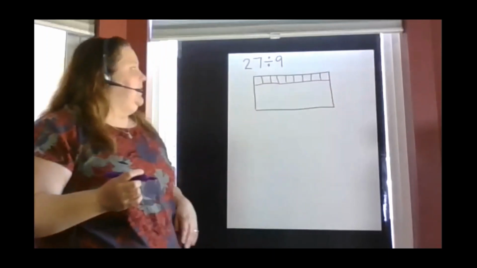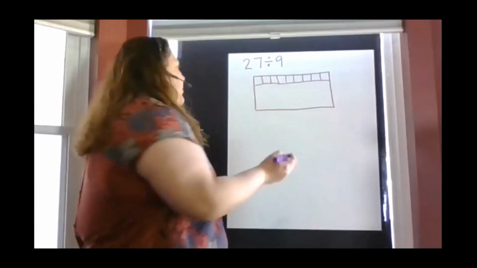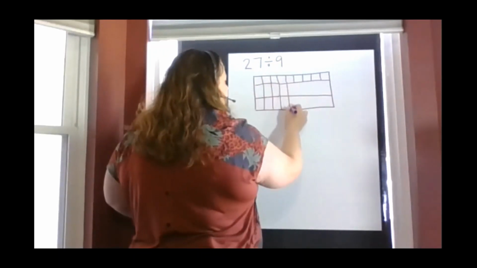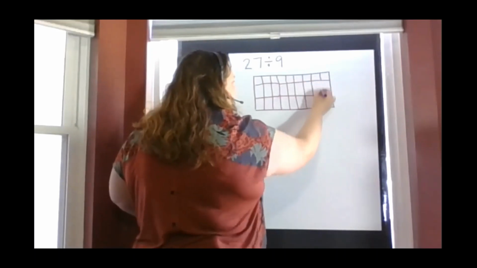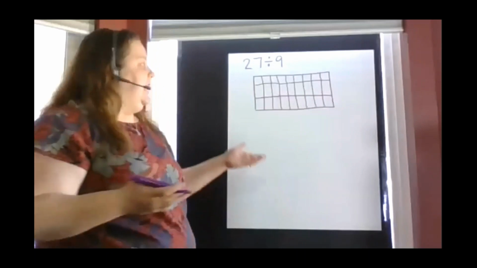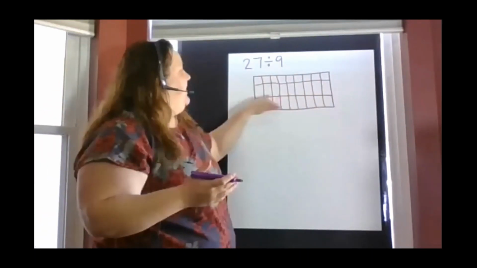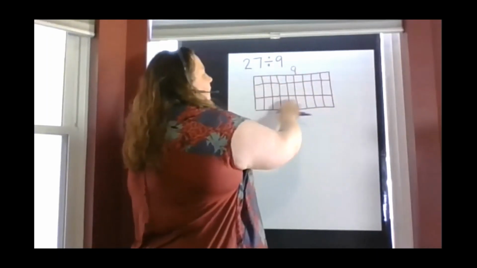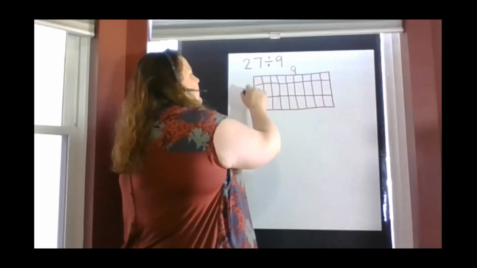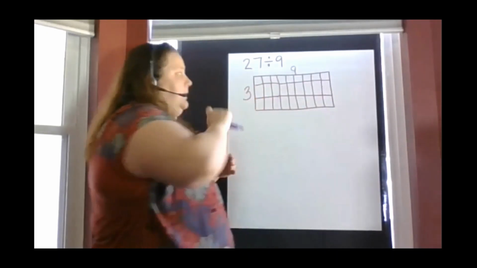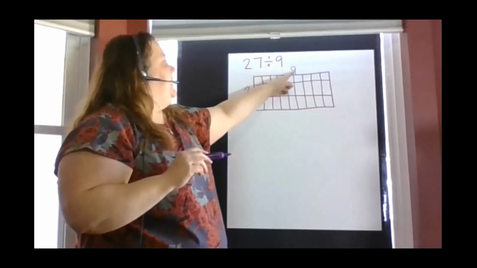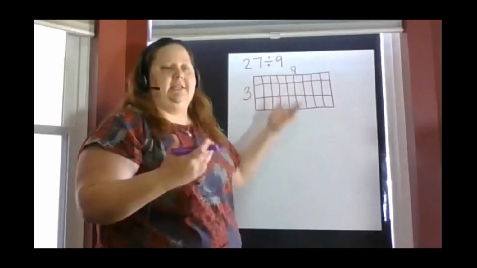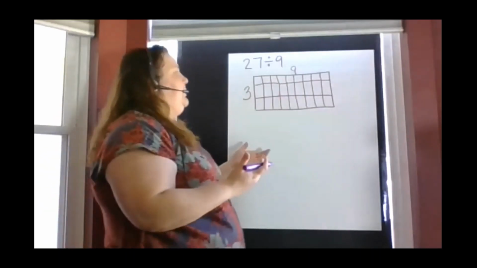So there's my 9. And I would continue to fill in this array. So what that eventually would look like... Now, my picture's not exactly to scale, but I would end up with this. There are 27 blocks here. I broke them into rows of 9. And so then I'm looking at, well, how many rows of 9 did I have? I had 3. So I know that 27 divided by 9 is 3. This is also kind of like the reverse of 3 times 9, is 27, the array that we made when we were doing multiplication.